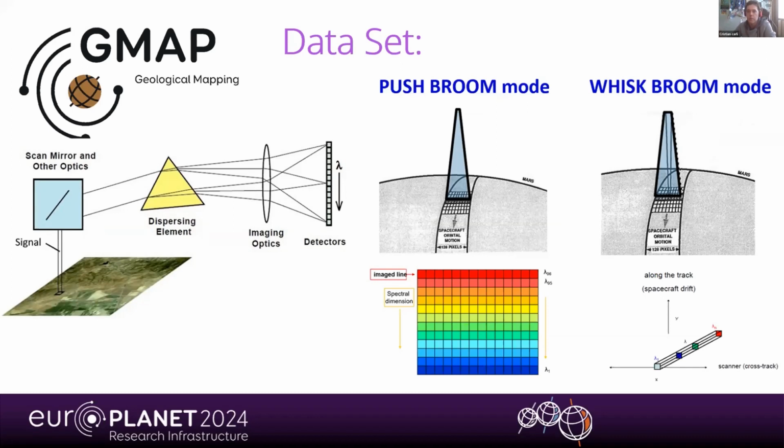The other mode that is called whisk broom is generally working by acquiring the information pixel by pixel across the track, so moving or scanning from right to left with respect to the scan.